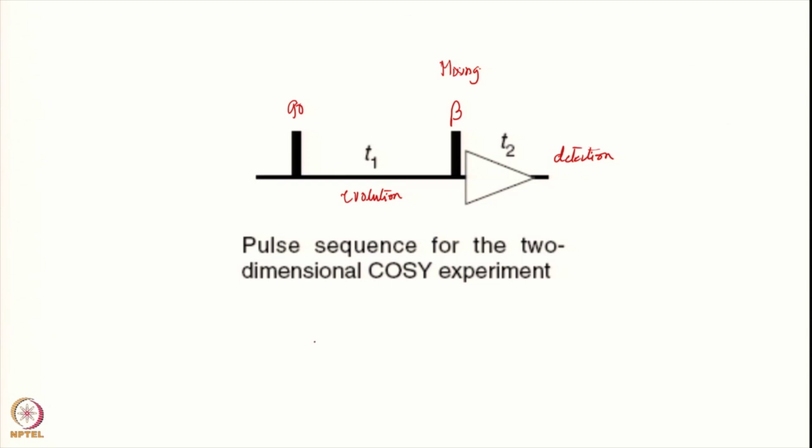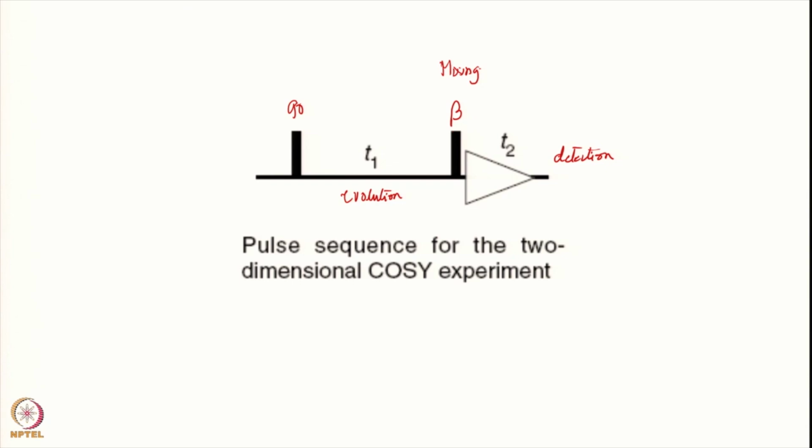The FID is collected during the t2 period, therefore you generate a 2-dimensional spectrum after the 2-dimensional Fourier transformation. The evolution time, as I described earlier, is incremented systematically from one FID to another, so you generate 2-dimensional information. Whatever frequency is present in the t1 period will appear along the F1 dimension, or the omega 1 dimension. Now what does this mixing do? The mixing transfers magnetization.